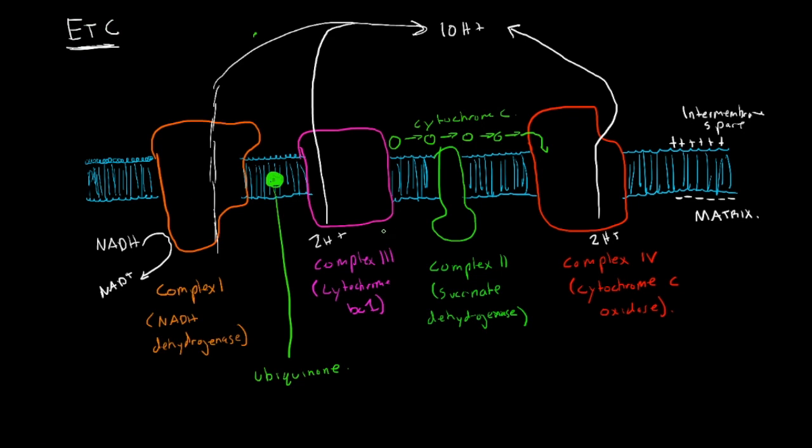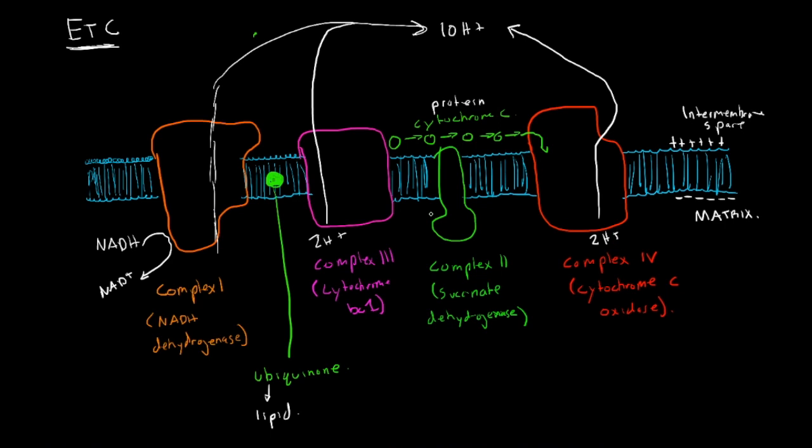So you can see here, it looks like a pretty complicated process. You have all of these different complexes. So this is just a big chain of protein complexes, and we're also using ubiquinone and cytochrome C. Ubiquinone is a lipid, and cytochrome C is a protein. Their job is to move hydrogens, move protons. This is happening in the inner membrane of the mitochondria. So right here we have the intermembrane space, and this is the matrix.